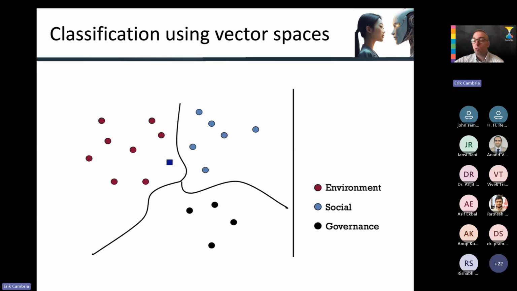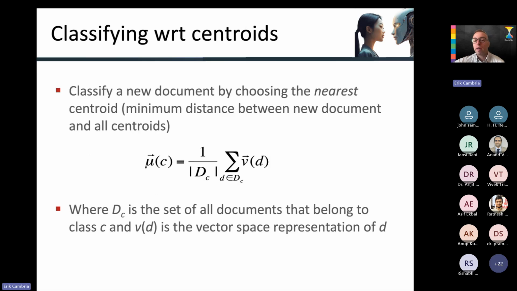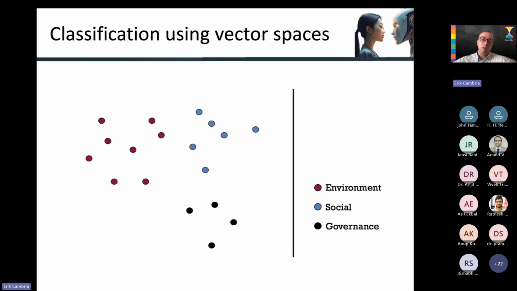I could use something to separate the space. So if I have two classes, for example, I could use a naive Bayes classifier to have a linear separator that cuts the space into two halves, or I could think of something like calculating a centroid. What is a centroid? You can think of a centroid as the center of mass or center of gravity of the cluster. So if I take maybe this black cluster that represents governance, if I were to calculate the centroid of this class, it would probably be a point here in the center of this cluster.